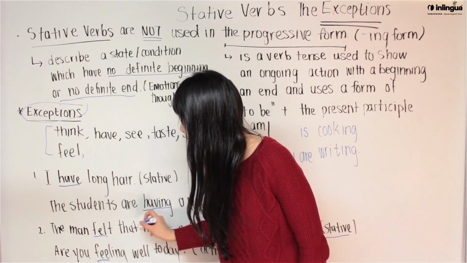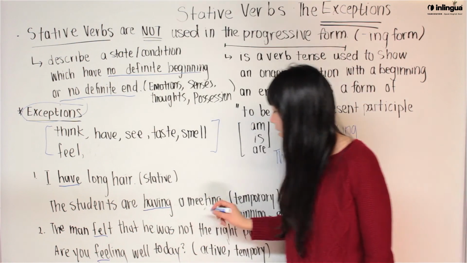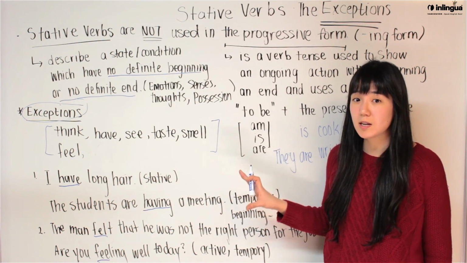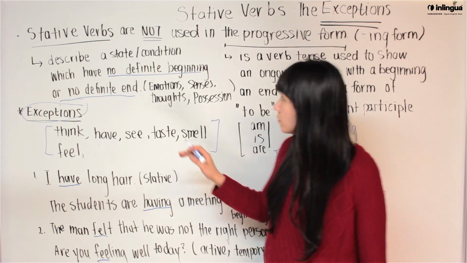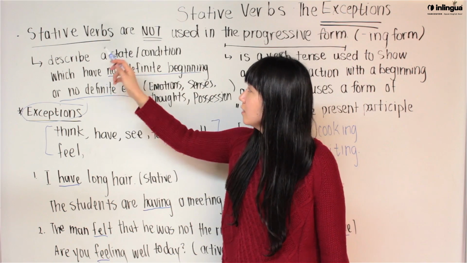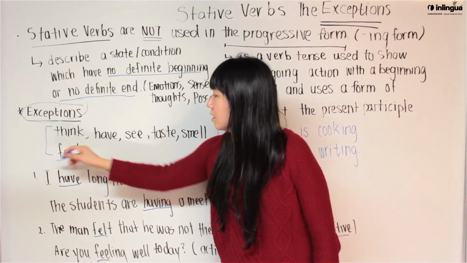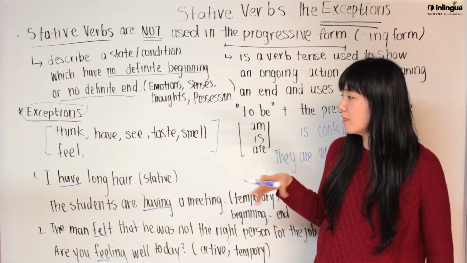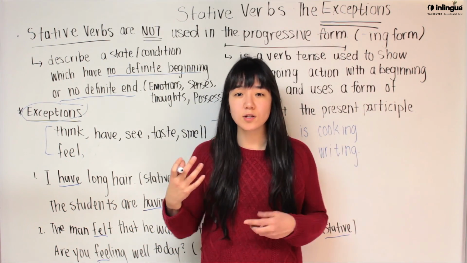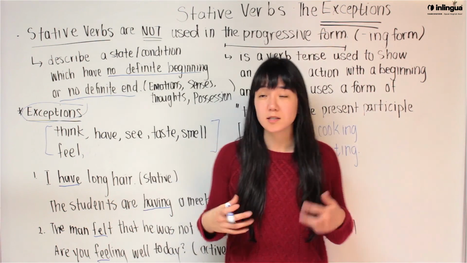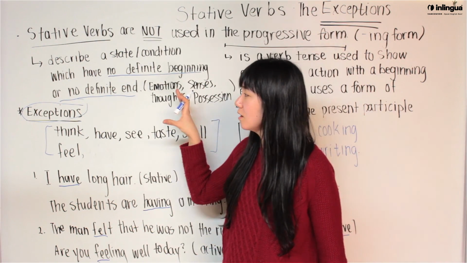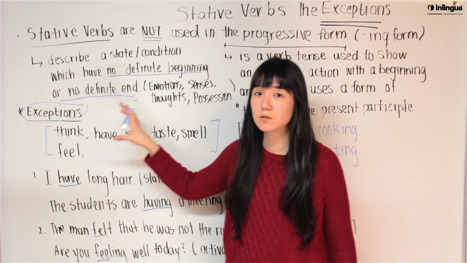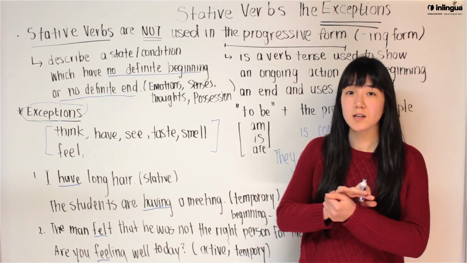And then here, the students are having a meeting. The meeting is temporary, there is a beginning and there is an end. So just keep in mind the stative verbs. Be open to the possibilities of exceptions, and when you read and you use English and practice this grammar point, you will find it much easier to pick out which are the exceptions.